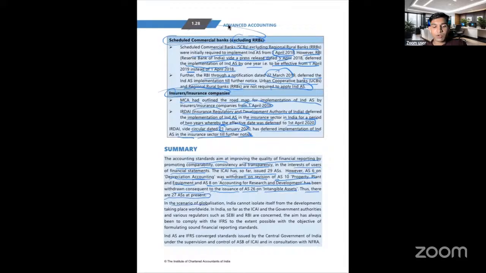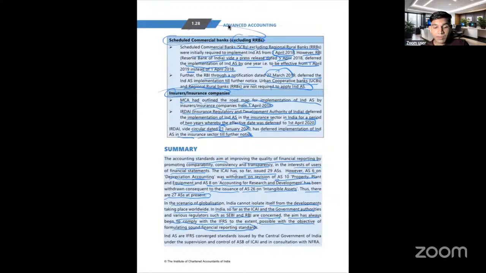In the scenario of globalization, India cannot isolate itself from the developments taking place worldwide. In India, so far as the ICAI and the government authorities and various regulators such as SEBI and RBI are concerned, the aim has always been to comply with IFRS to the extent possible with the objective of formulating sound financial reporting standards.